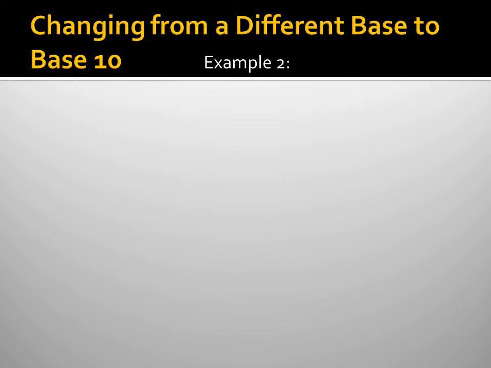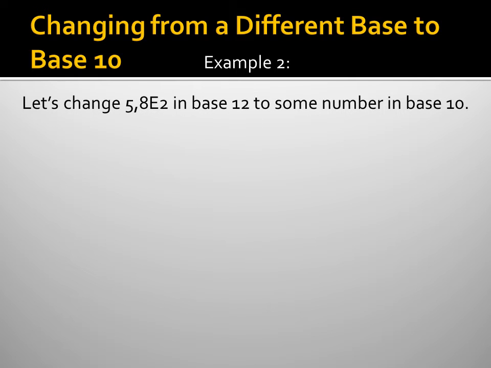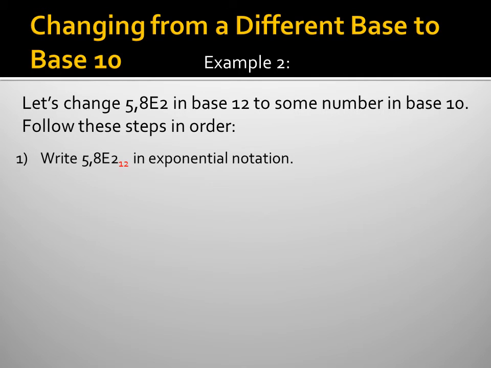Now let's take a look at example 2. Let's do this one more time. This time, let's change the number 5008E2 in base 12 to some number in base 10. We're going to follow the same steps. Step 1, write 5008E2 base 12 in exponential notation. You simply expand it out with your exponents of 12. So 5 times 12 to the third plus 8 times 12 to the second plus E times 12 to the first plus 2 times 12 to the 0. You always want to end with a power of 0.